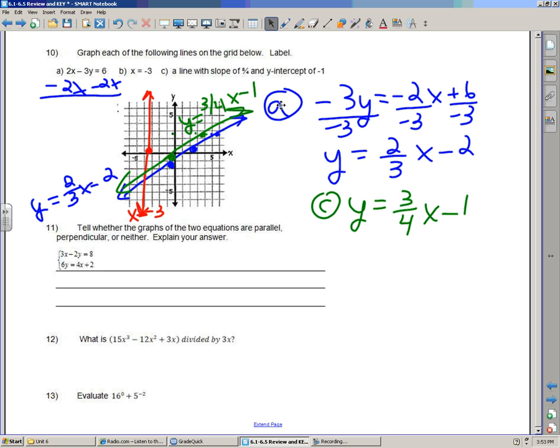Next one, tell whether the graphs of the equations are parallel, perpendicular, or neither. We have to get them both into slope-intercept form. So I'm going to take this first one right here, 3x minus 2y equals 8, and I'm going to subtract 3x from both sides. So negative 2y equals negative 3x plus 8. Divide everything by negative 2, and you get y equals positive 3/2 x minus 4. So my slope here is 3/2.